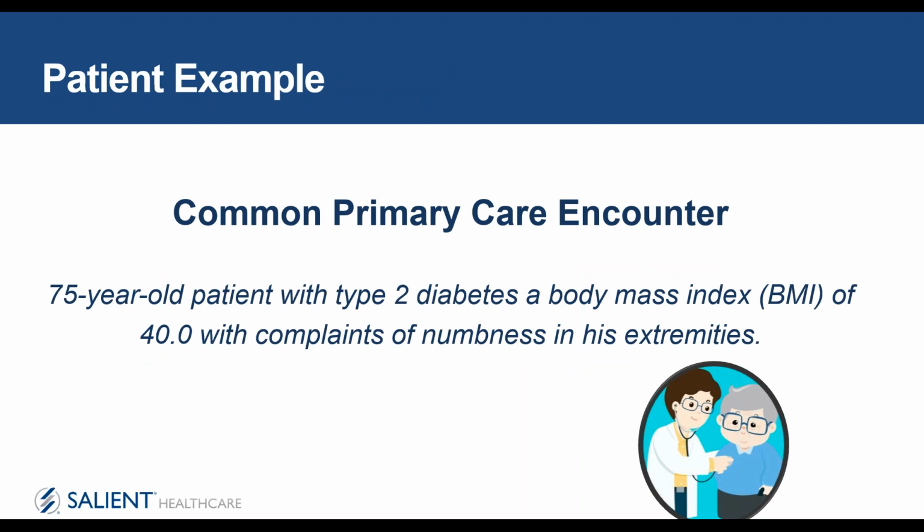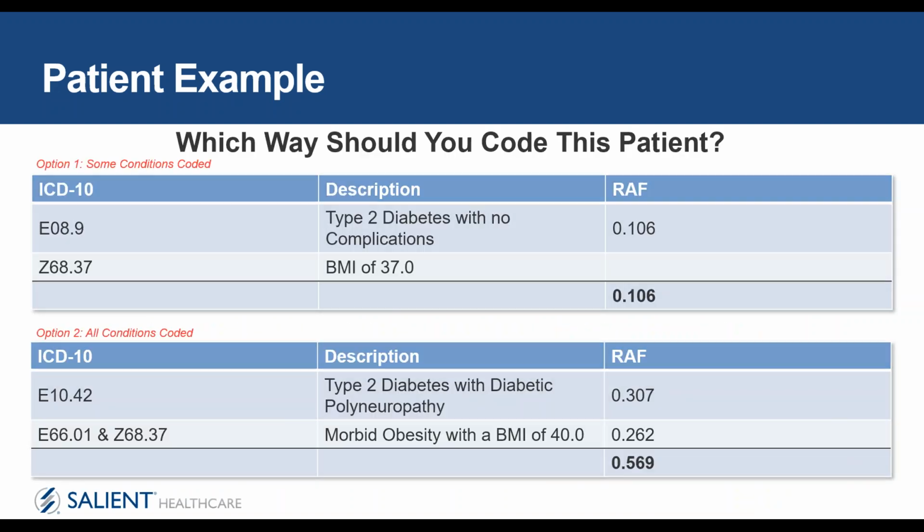So here's our first example. We have a patient who went to the primary care physician, and this patient is a 75-year-old male with type 2 diabetes and a BMI of 40 who has complaints of numbness in his extremities. So somewhat common of a patient. And as a provider, you will have to code this patient, but how do you go about doing it?